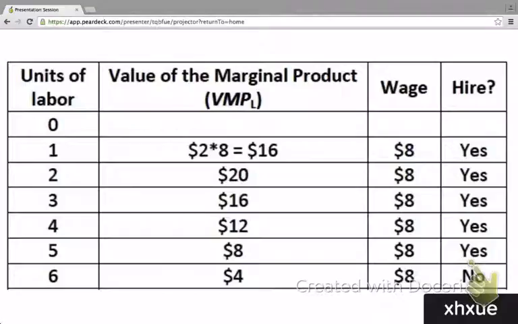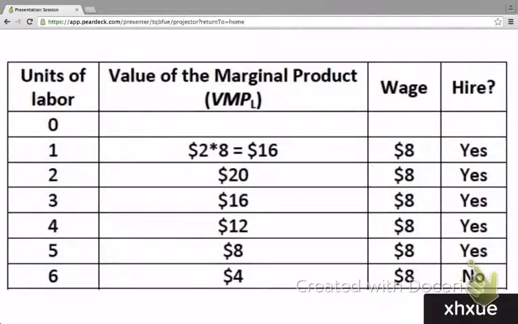So, the first worker, the value of their marginal product is $16. They produce 8 glasses of lemonade for $2 each. They bring in $16. We pay them $8. 16 is greater than 8. We should hire them. The second worker brings in $20. We pay them 8. Yes, we should hire them. The third worker brings in 16. We pay them 8. Yes, we should hire them. The fourth worker brings in 12. We pay them 8. We should hire them.